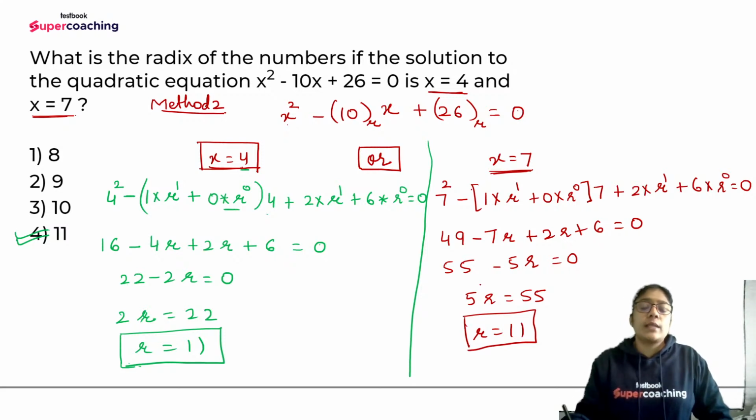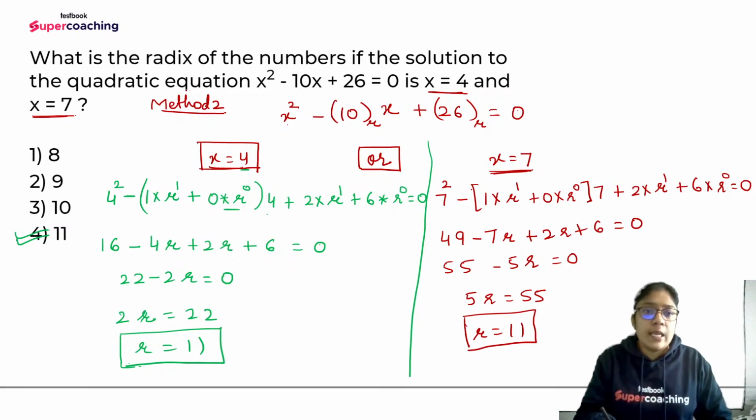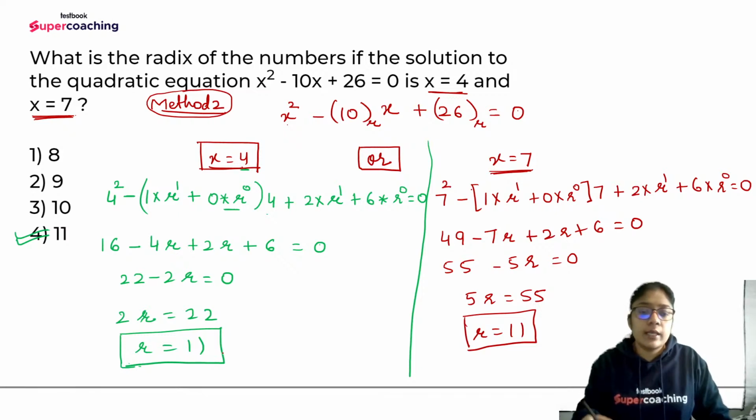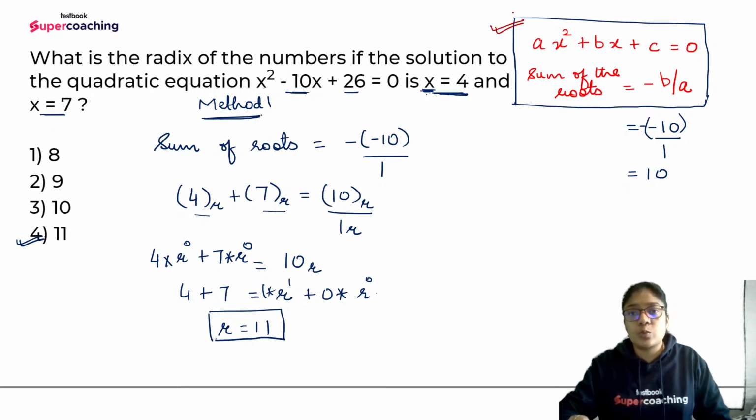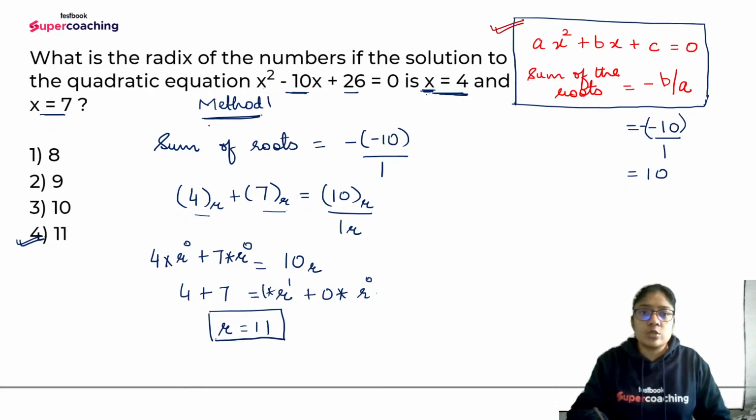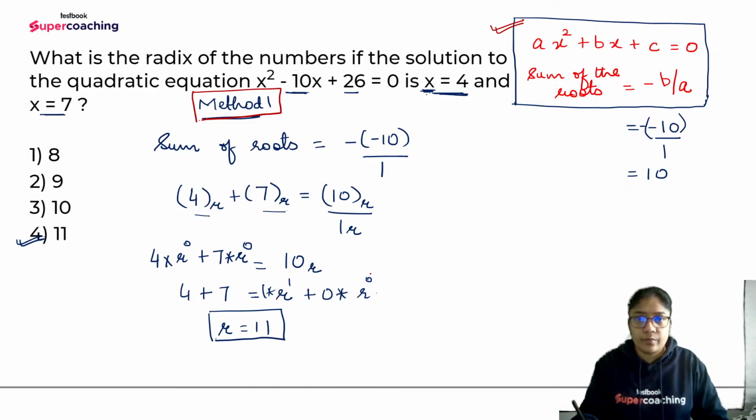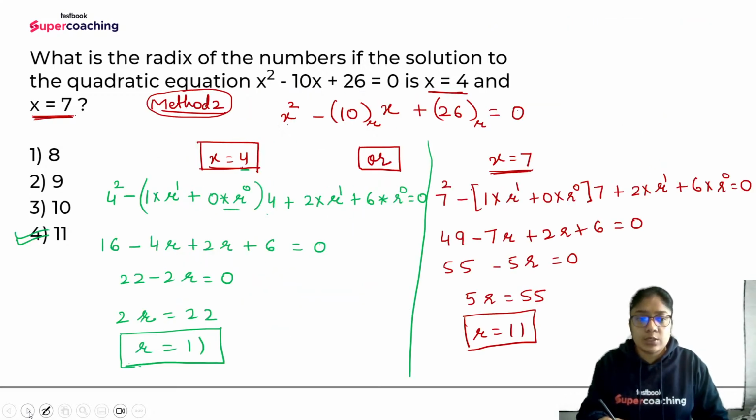So I have discussed two methods for solving such kind of questions. One method is to substitute whichever factor is given in the given equation, because it is a factor of the equation, so that will tell you the base. The second method is, if you don't want to substitute the factor, then I have used the concept that the sum of the roots is minus b upon a. So this is how you can solve this question. Is this clear? Both the methods are on the screen. Anyone having any doubt in this method? If no, then let's move on to the next question.